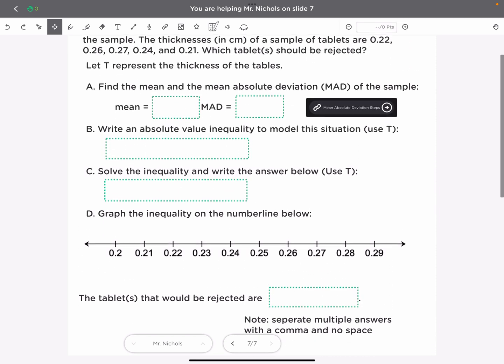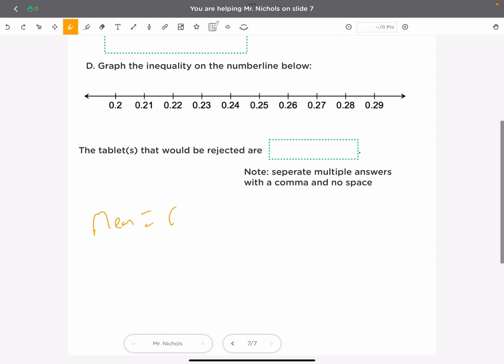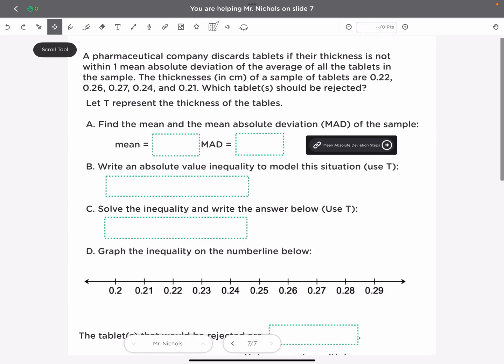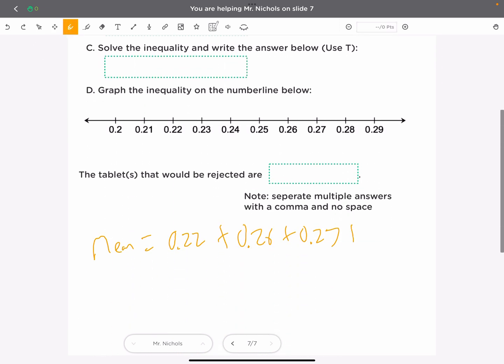So I have 0.22, 0.26, 0.27. To find the mean, it is equal to 0.22 plus 0.26 plus 0.27 plus 0.24 plus 0.21. Then you divide all that by 5, and your mean should get some value. To help you, I got 0.24. So I am kind of giving you the answer to this one.